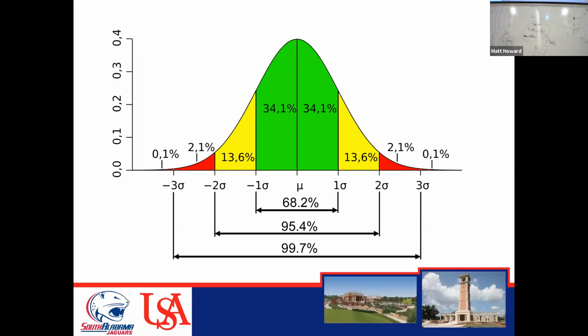If you look at the left and the right of the mean, the standard normal distribution assumes that 68.2% of your data falls within one standard deviation of your mean.